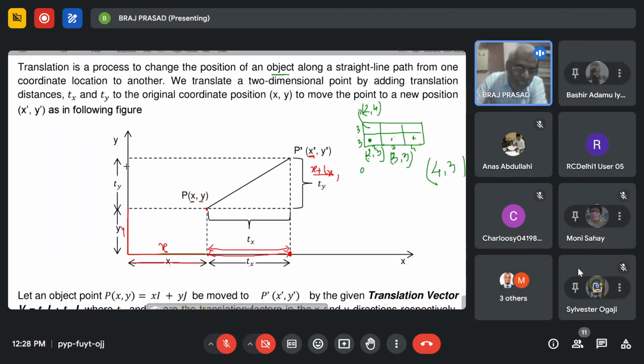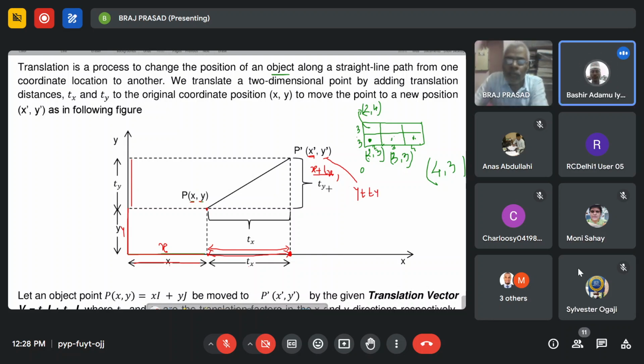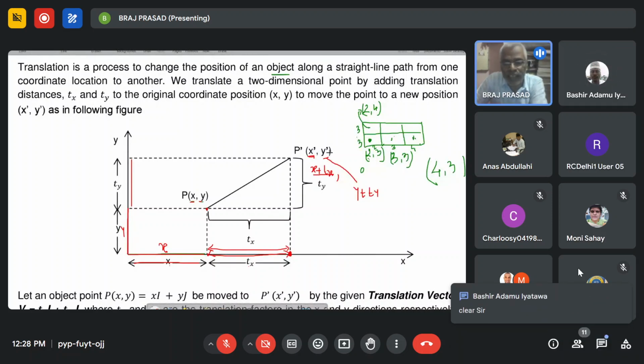And in the y direction we extend y up to ty. So this is our ty, and y plus ty becomes the new coordinate y dash. So y dash becomes y plus ty. I think it is clear to you. So the new coordinate x dash becomes x plus tx, and y dash becomes y plus ty. And it is mentioned in this figure, and you can also understand all these things.